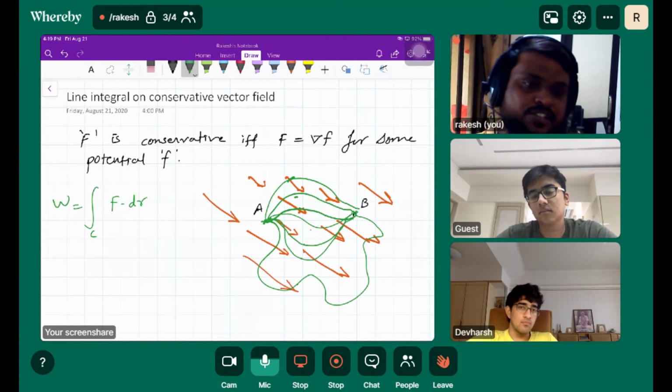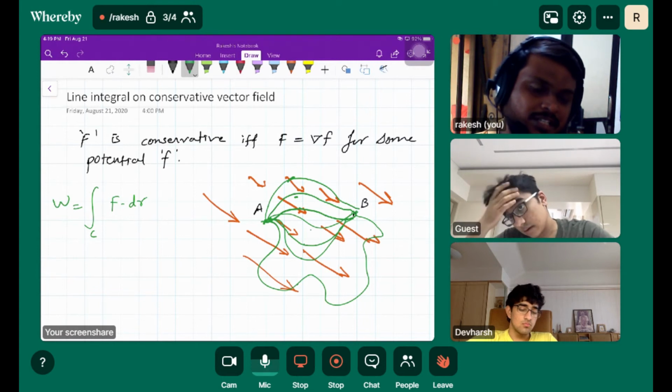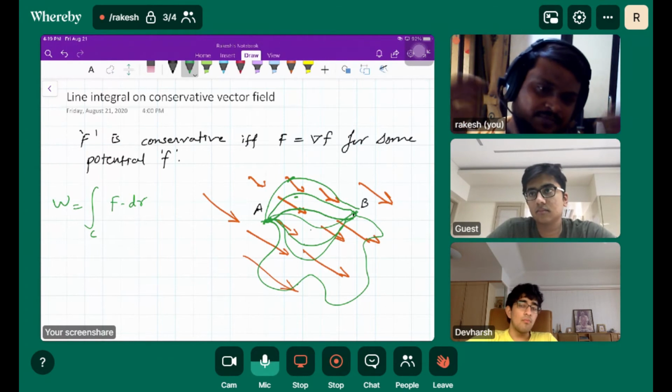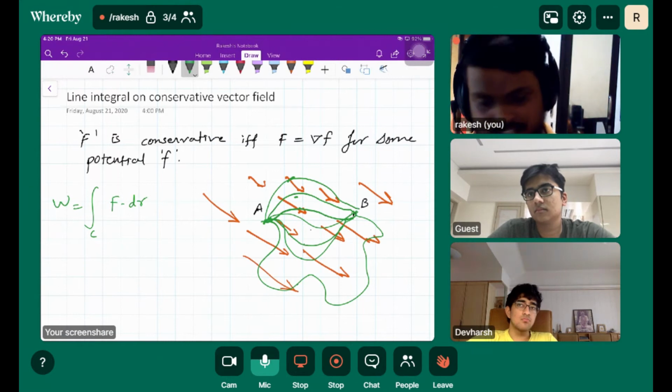The gravitational force field and the electric field are conservative vector fields. So work done in those vector fields is constant if we have the same endpoints. Okay, so let's summarize this concept here.